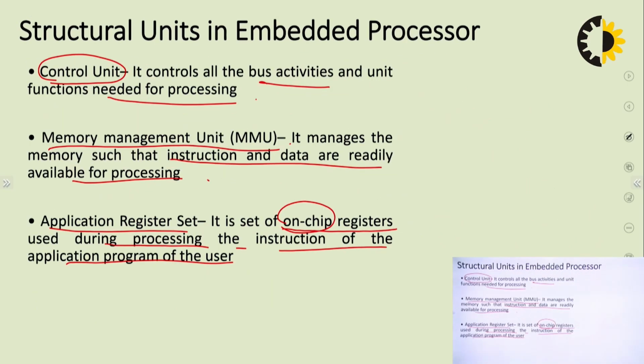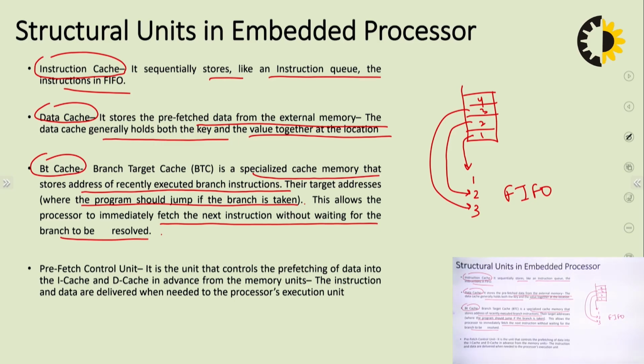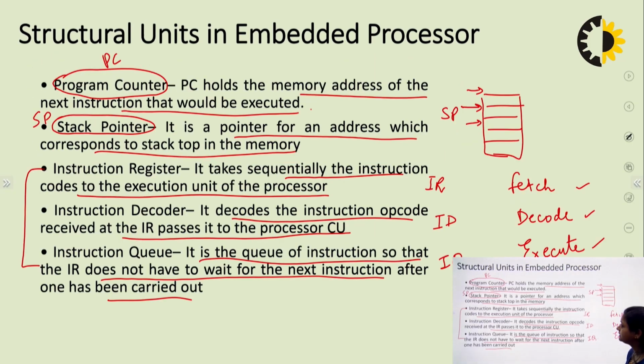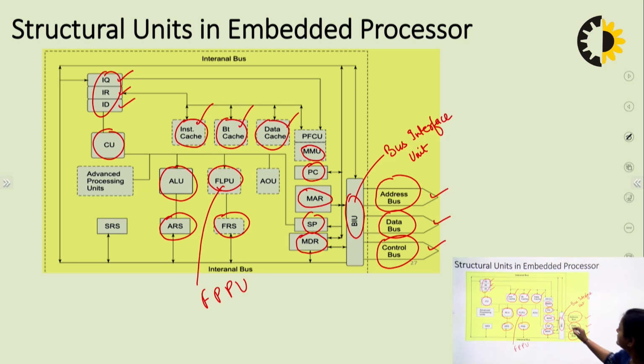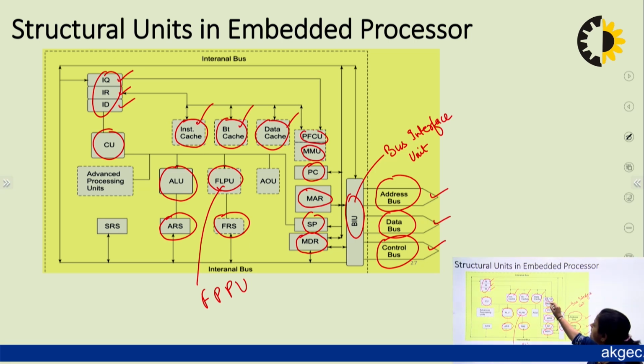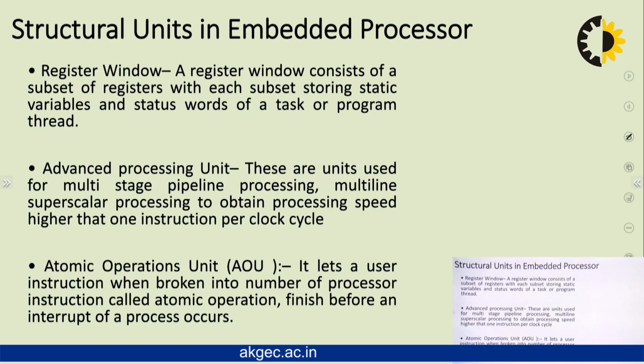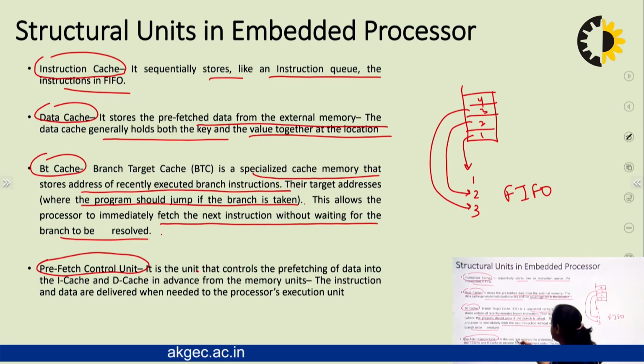Next unit which we will discuss is prefetch control unit. Let us locate it in the diagram. Here is your prefetch control unit, PFCU. And again, memory management unit ke just upar, prefetch control unit, and again it is with dashed line. It means it may not be present in all the processors. Prefetch control unit, what is its function? So it is a unit that controls the prefetching of data into the I cache and D cache in advance from the memory units.